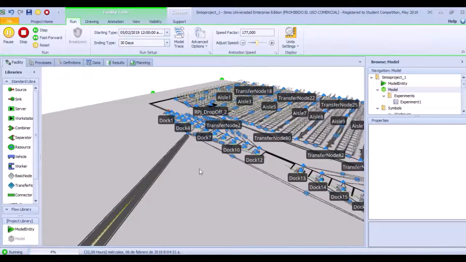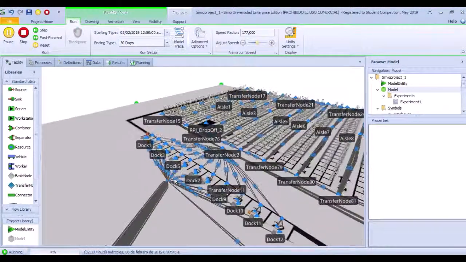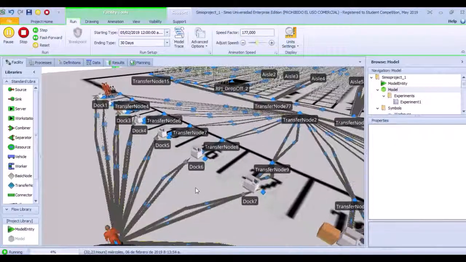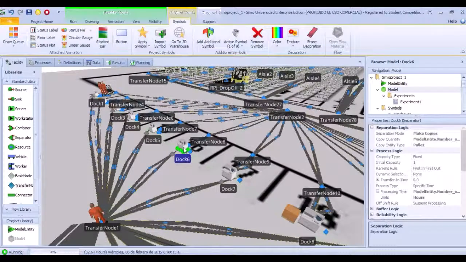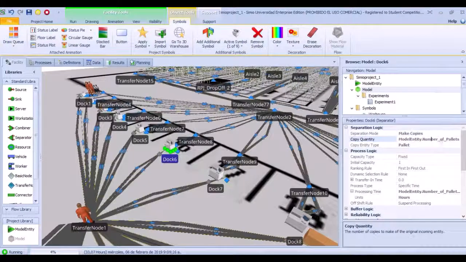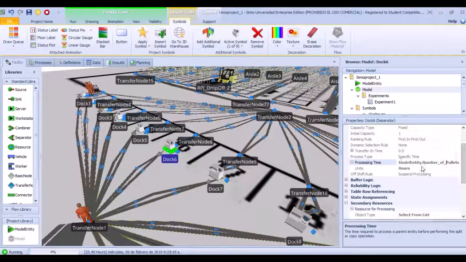And then once we go down to the end of the roads, the receivers will take the shipments and take them to the separators. We make copies of the pallets according to the number of pallets distribution that we have. And then the process time is based on the number of pallets times the random triangular distribution that was provided to us in the problem statement.